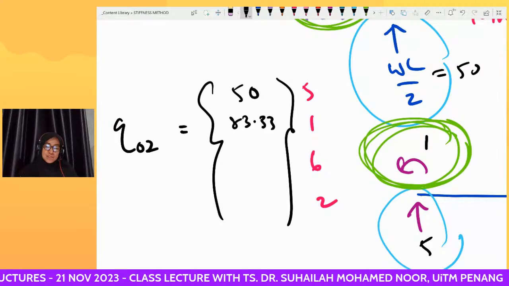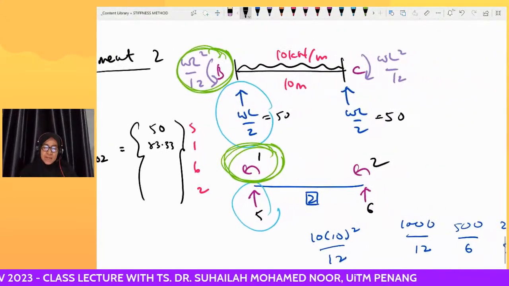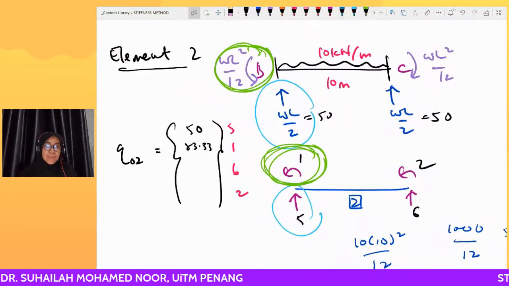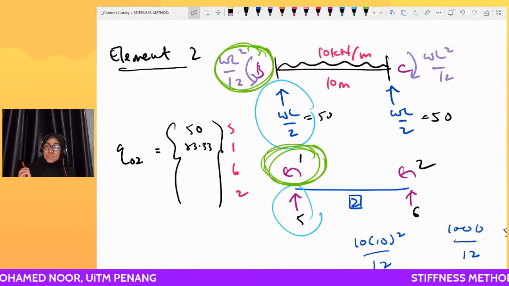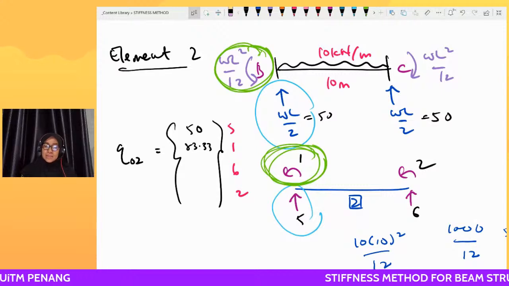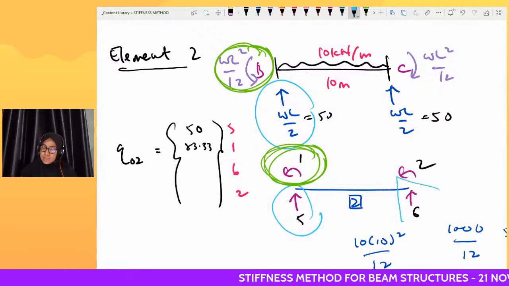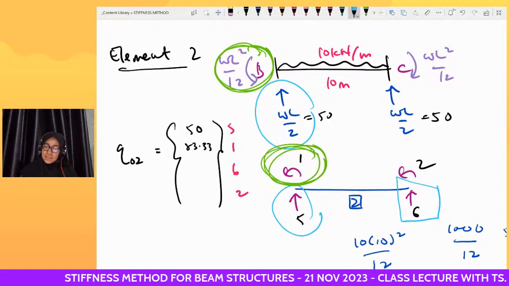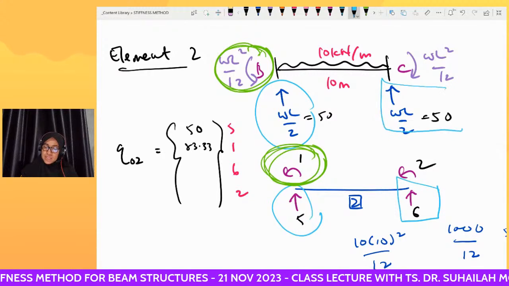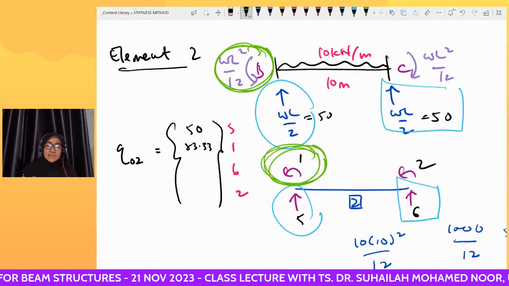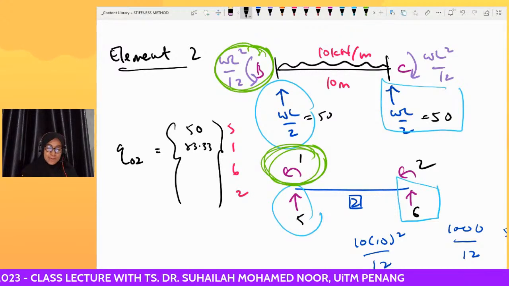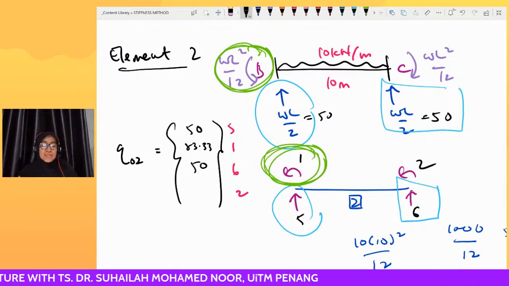Next, we want to find the value at position 6. This is position 6, equivalent to this, and the same direction. It is 50.